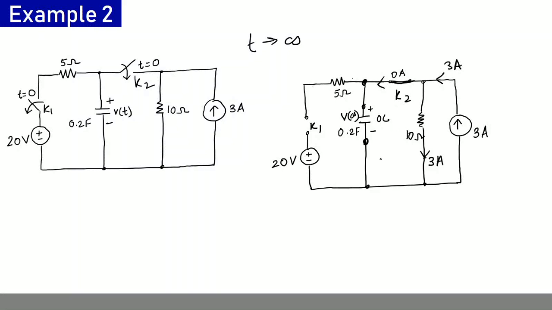Now we can calculate V infinity by writing a KVL equation in this loop which I have shown here. Let us write the equation. I am starting from this point. So this will be minus V at infinity plus 3 into 10 and that equals 0. So V at infinity will come out to be 30 volts.